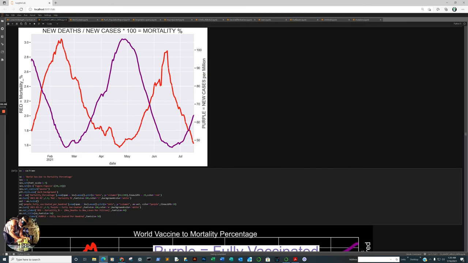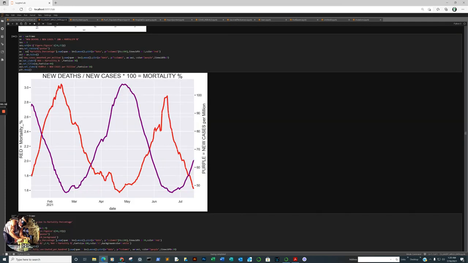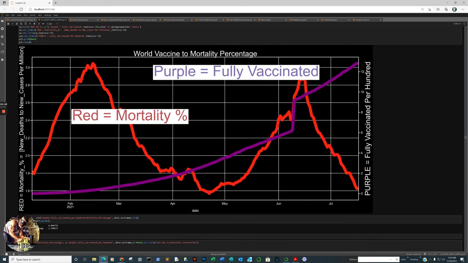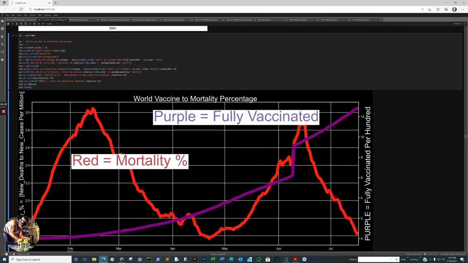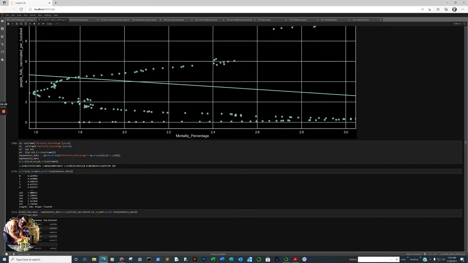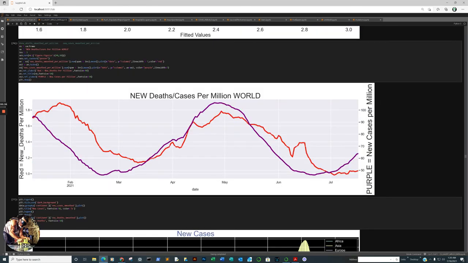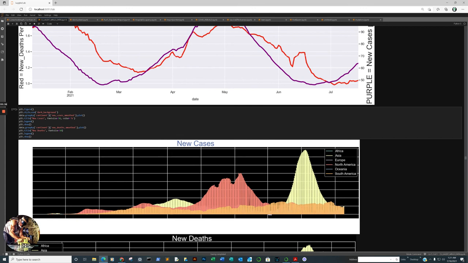All right, check this out. New deaths, new cases. This is mortality percentage, and this is new cases. Look at that pattern. You see that there? And then that's fully vaccinated, the right mortality percentage. Look at the mortality percentage just drop. Again, not a lot of the world is fully vaccinated, so you can't really draw that correlation to the drop of mortality. It doesn't hold water. And it didn't happen with social distancing. It didn't happen with lockdown. It didn't happen with any of that.